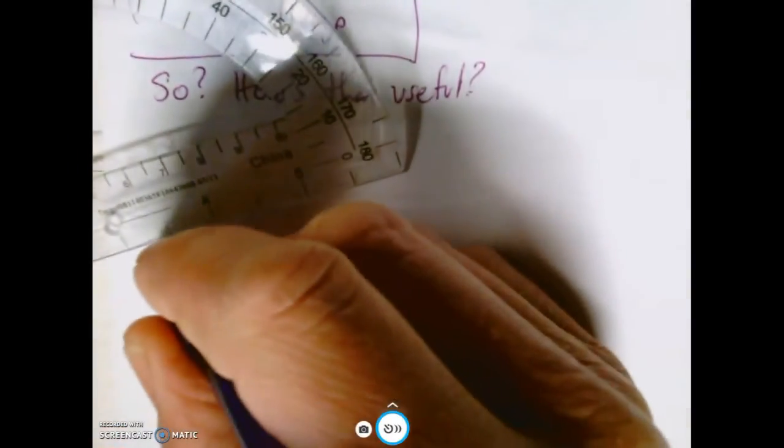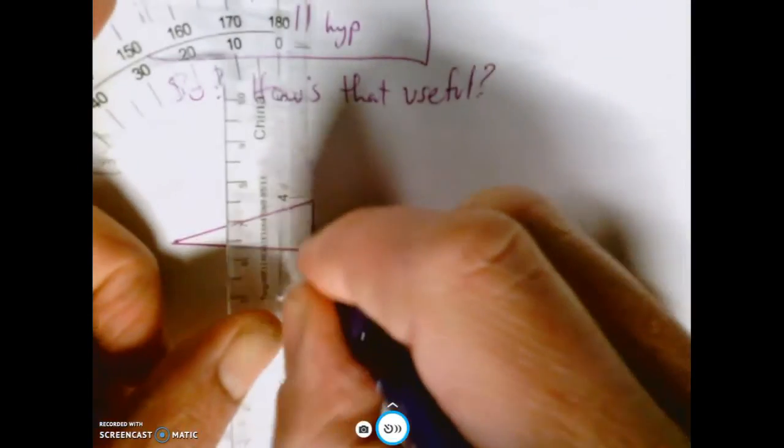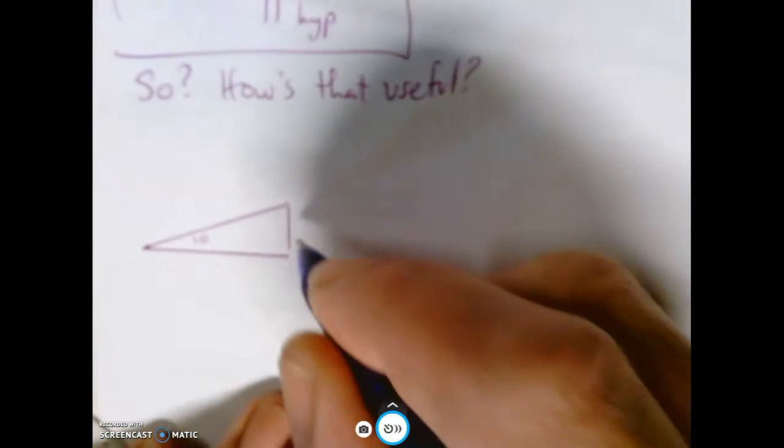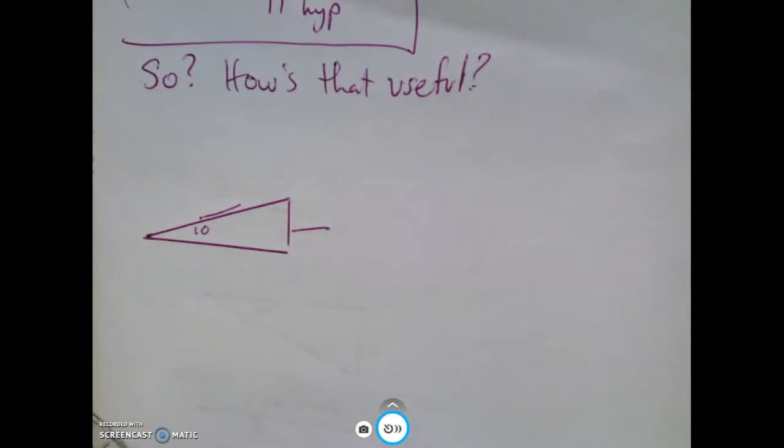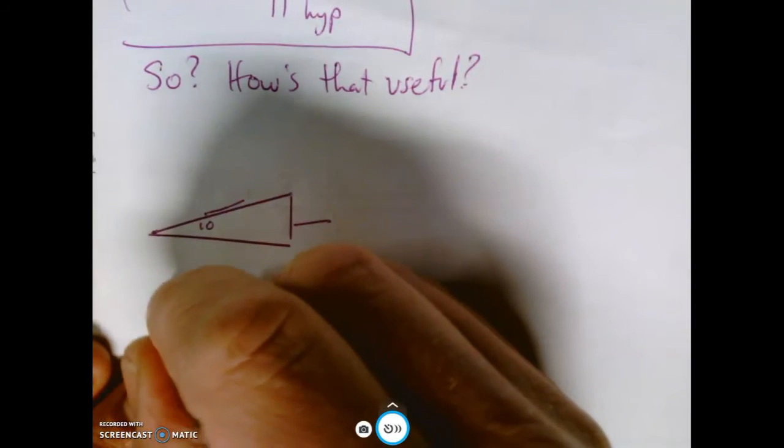Okay, so imagine this. For a 10 degree angle, you would draw it maybe like this. Someone would draw it, measure this length, and that would tell them the sine ratio. And you put that in a table.